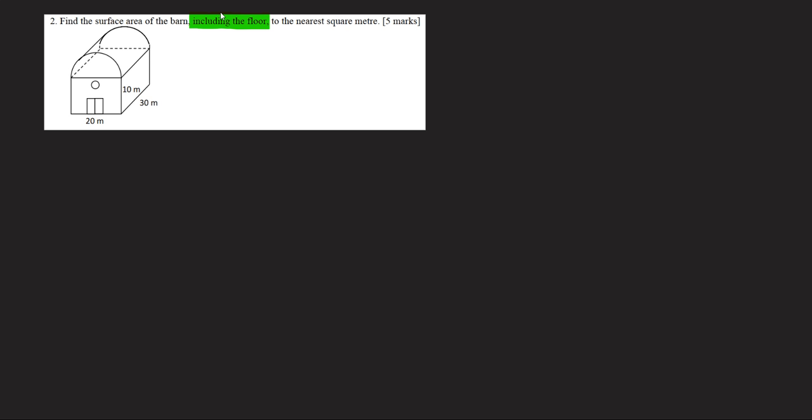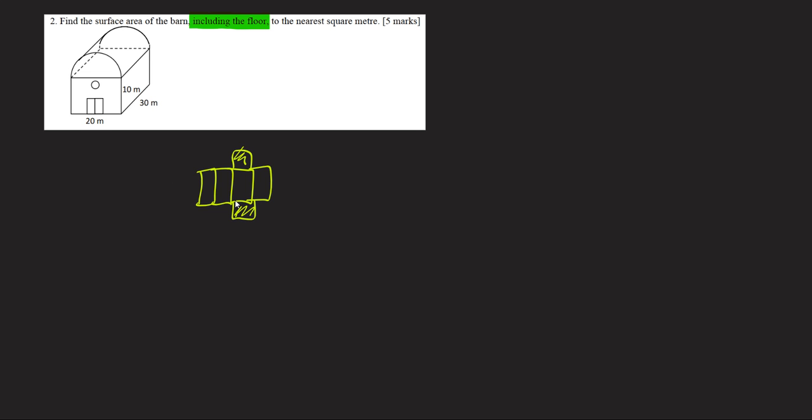So we need to figure out what shapes. This one asks us to include the floor, so we'll include the floor. If we just had a regular rectangular prism without this roof on it, and we unfolded it, we would get 4 longer rectangles and 2 shorter ones at the ends. These ones here, 1, 2, 3, and 4, are not identical to each other. 2 of them will be pairs with the other 2, but that's not important.